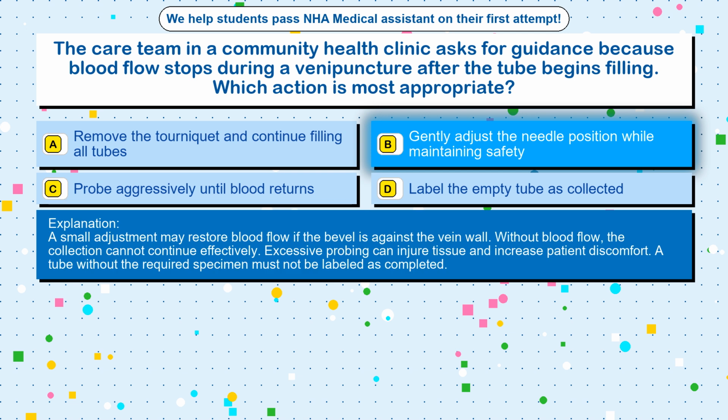A small adjustment may restore blood flow if the bevel is against the vein wall. Without blood flow, the collection cannot continue effectively. Excessive probing can injure tissue and increase patient discomfort. A tube without the required specimen must not be labeled as completed.